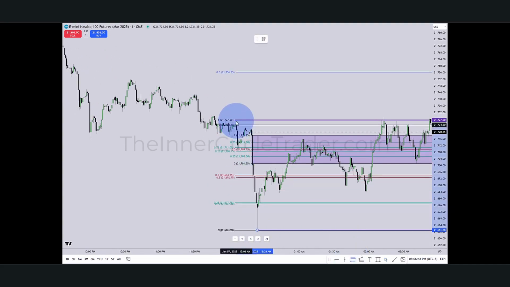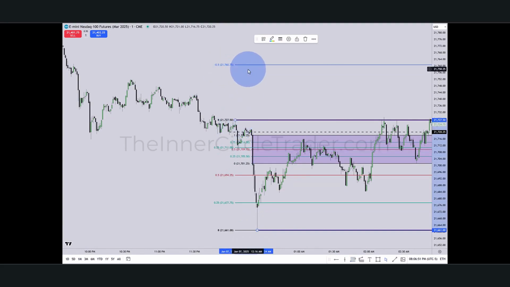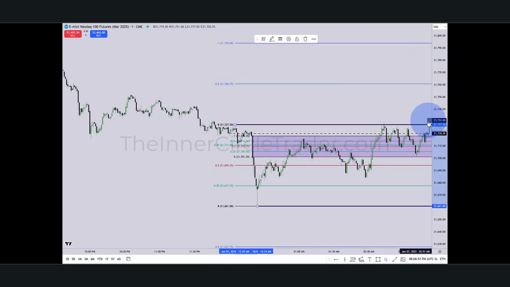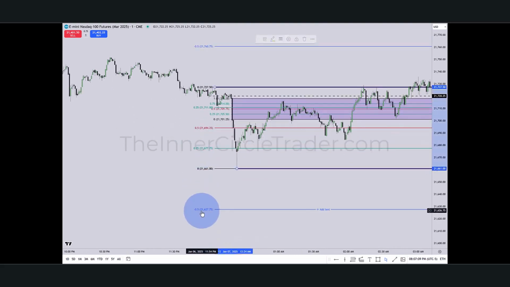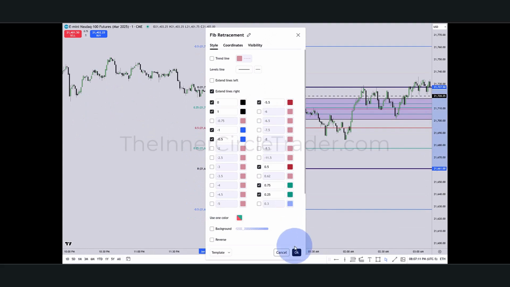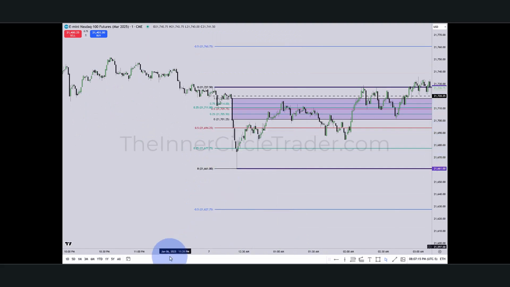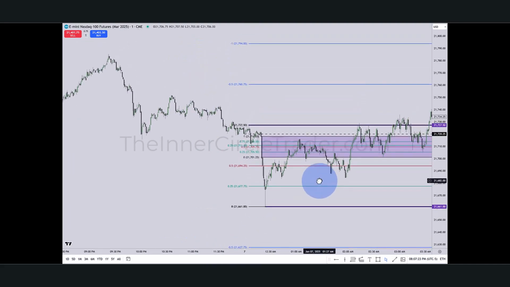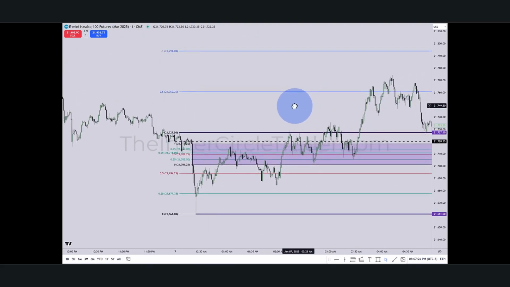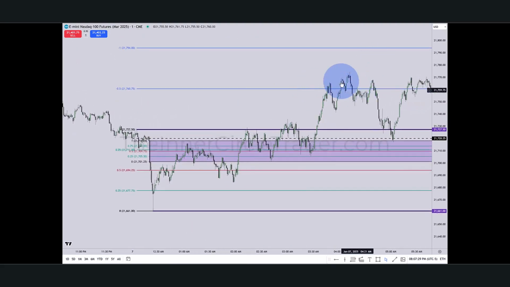So here's negative 0.5, and then negative 1, and then we have the standard deviations that are projected lower down here. Now we have things that we can project going forward. We have some relative equal highs up here, so there's buy-side liquidity. We can anticipate price running up into these levels here, and then we have standard deviation negative 1.